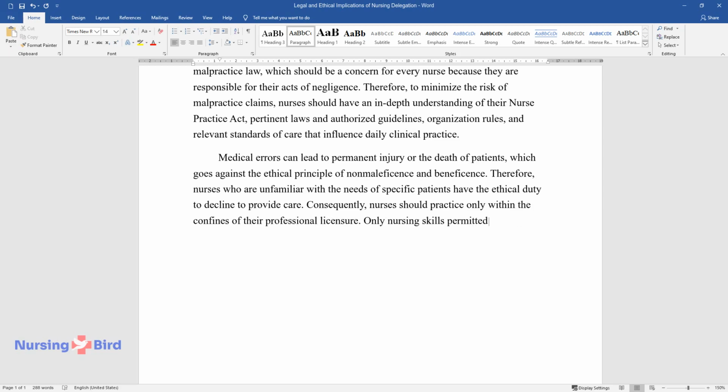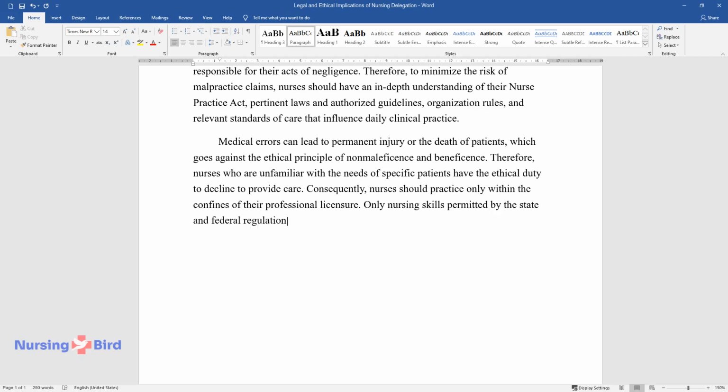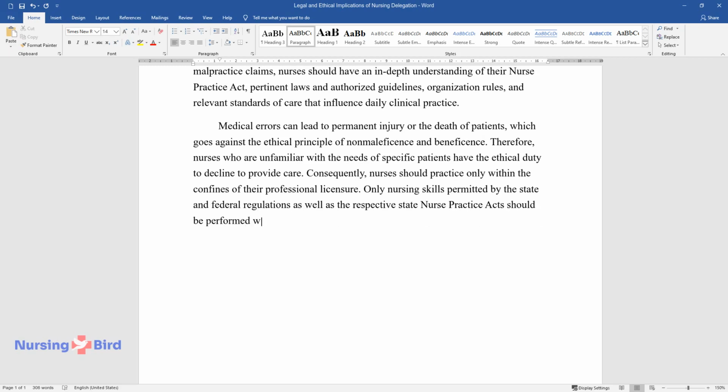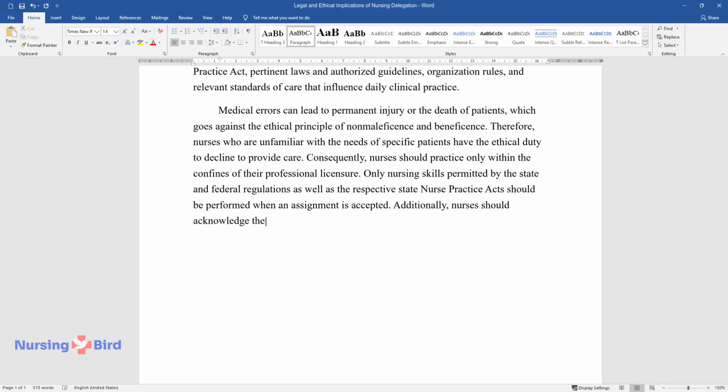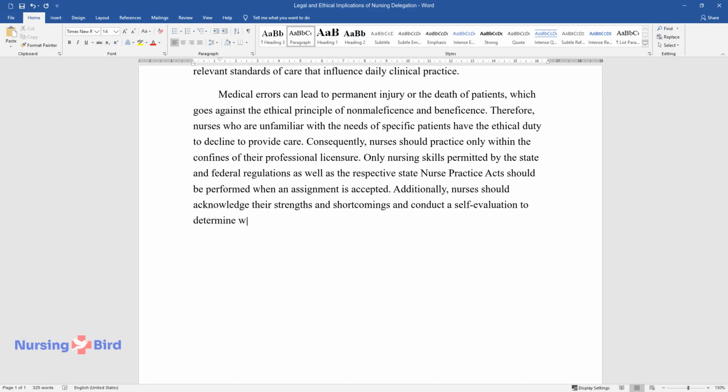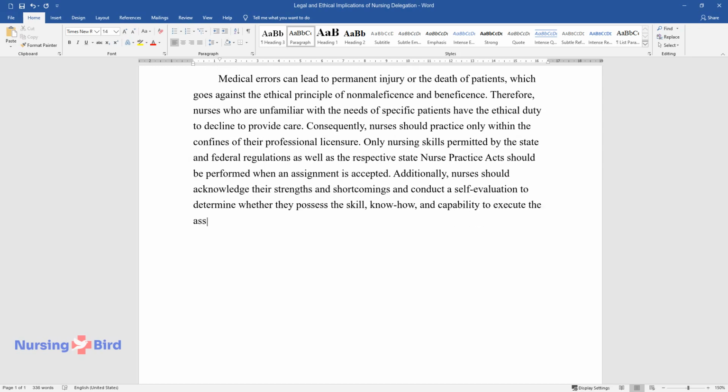Only nursing skills permitted by the state and federal regulations as well as the respective state nurse practice acts should be performed when an assignment is accepted. Additionally, nurses should acknowledge their strengths and shortcomings and conduct a self-evaluation to determine whether they possess the skill, know-how, and capability to execute the assignment. Any identified lack of skill ought to be stated before accepting the assignment.